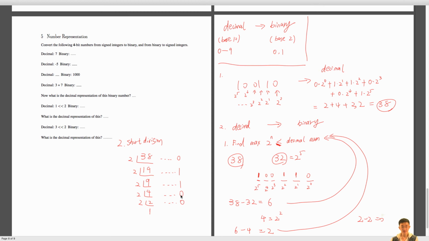All you need to do is read these remainders from bottom to top. If I read from bottom to top, I get 1, 0, 0, 1, 1, 0, which is exactly what we got here, as well as here. So these are the two ways we change a decimal number to a binary number, and vice versa.